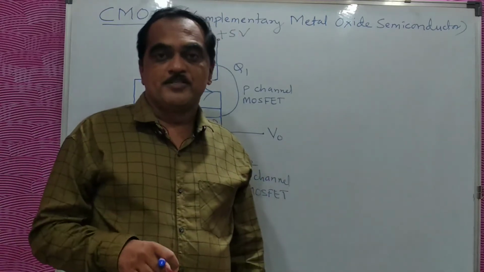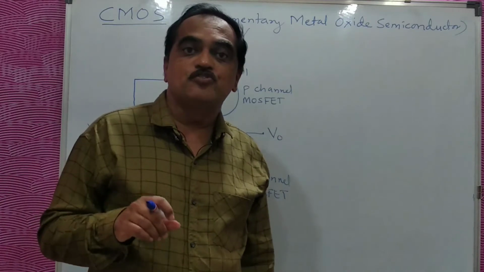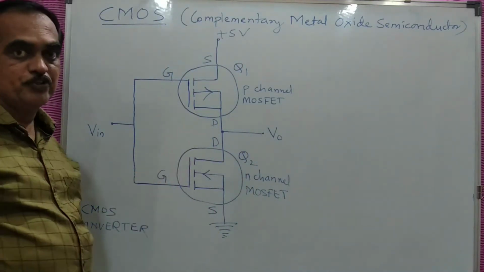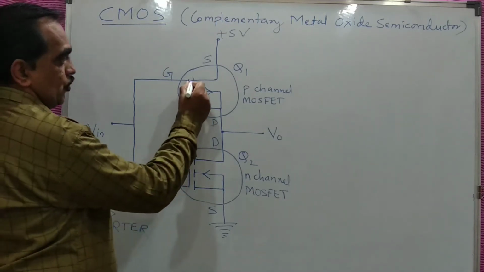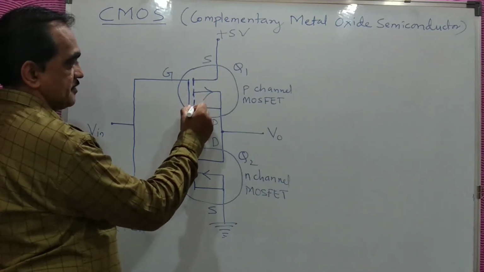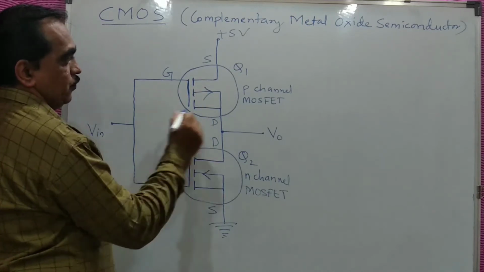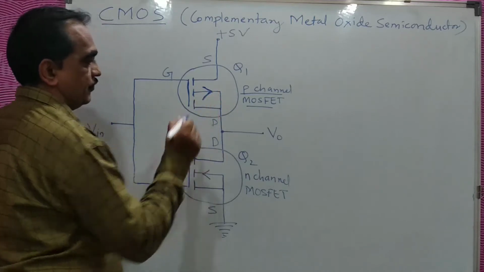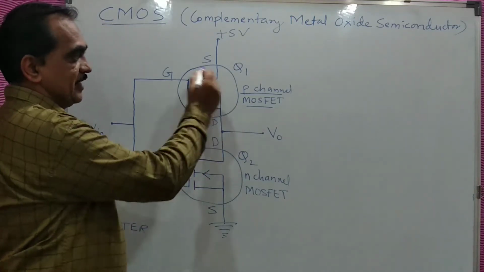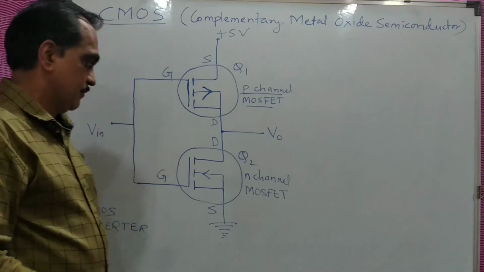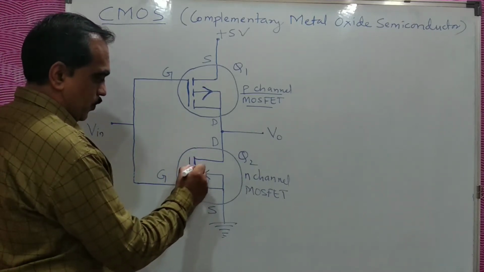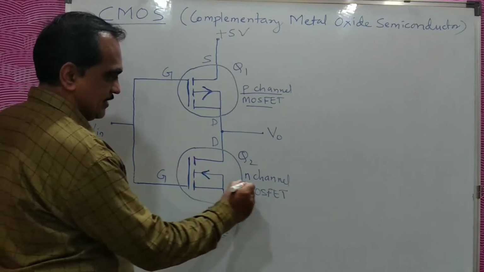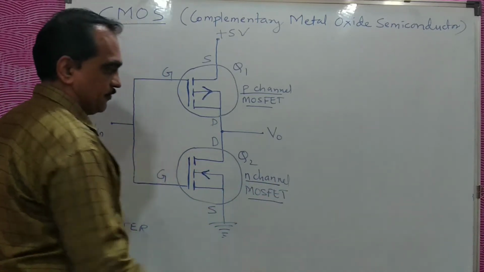As an example for this, we can study what a CMOS inverter is. Here you can see the circuit diagram of a CMOS inverter. Here you have an enhancement type MOSFET, which is P channel. The arrow is shown outside, so this is a P channel enhancement type MOSFET. And here you can see one more MOSFET. The arrow is inside. This is an N channel enhancement type MOSFET.